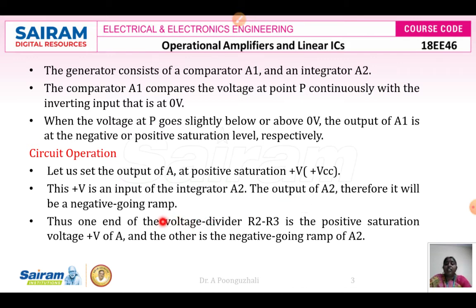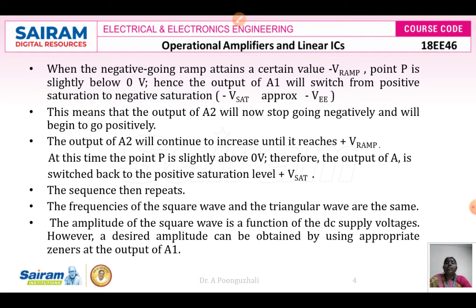Then one end of the voltage divider R2 R3 is going to be at positive saturation and the other end is going to be at the negative going ramp of A2. When the negative going ramp of A2 attains a certain value, the point P is going to be below 0 volts. That means the output of A1 will switch from positive to negative.